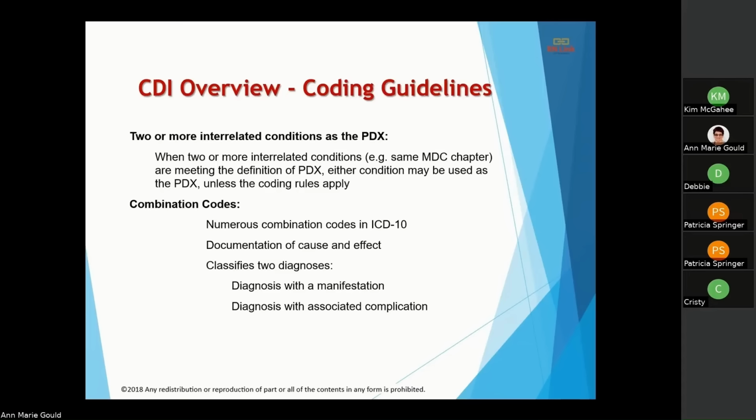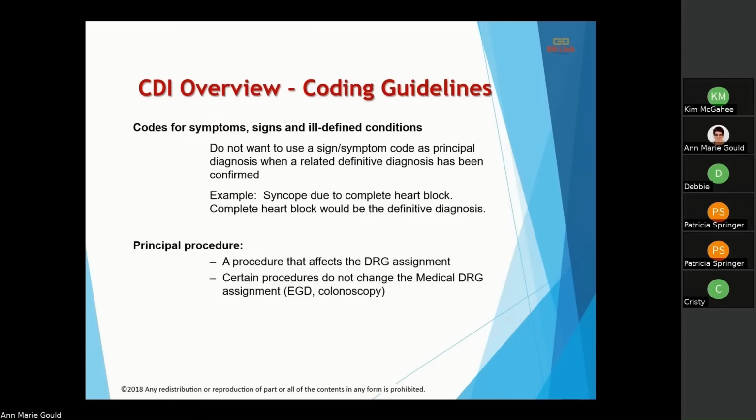Combination codes, there are so many of them in ICD-10, as we know. It's documentation of cause and effect, and it classifies as 2 diagnoses, your manifestation and associated complications. Every time I see combination codes, I think of diabetes, because there are so many different aspects related to problems with diabetes, with different organ dysfunction.